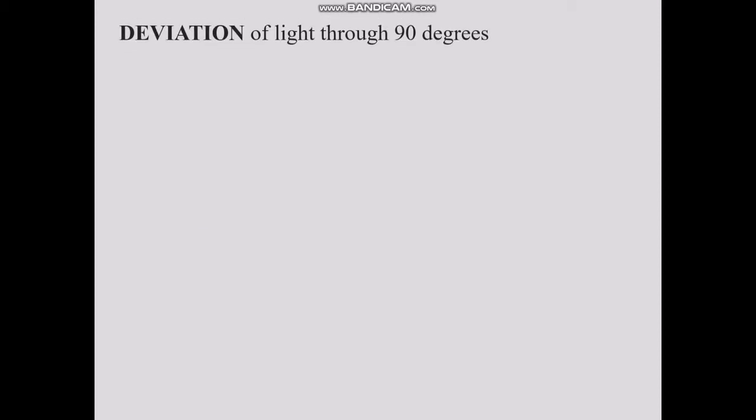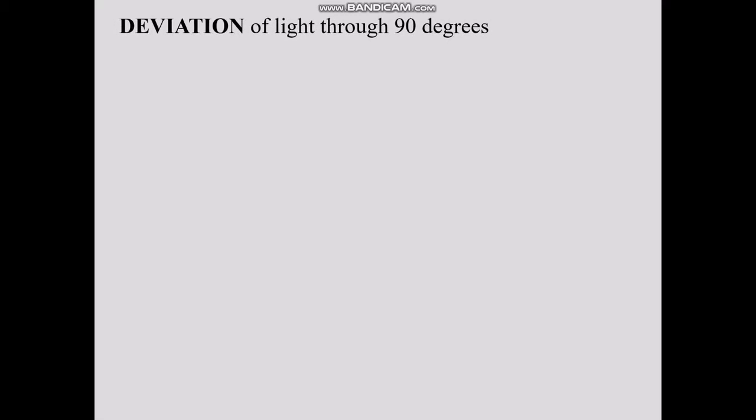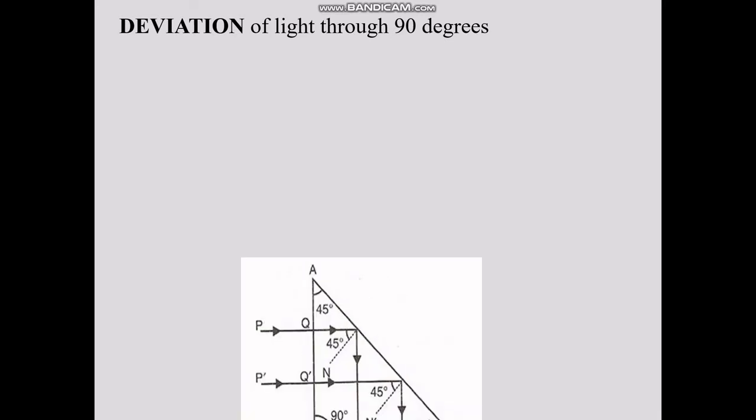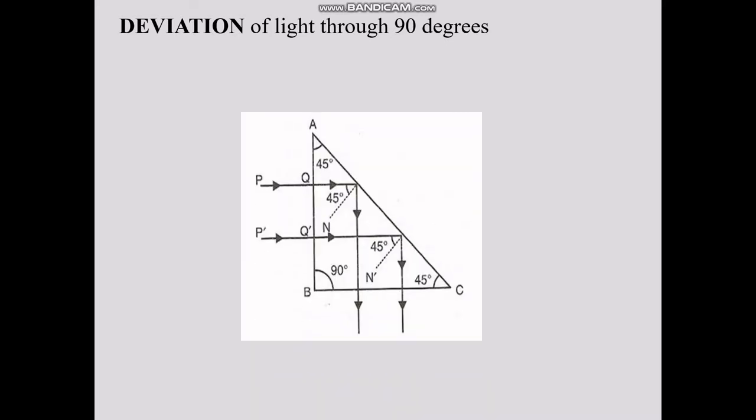Now let's see how light gets deviated through 90 degrees in a prism. Now over here you can see a prism. This has an angle of 90 degrees and the other two angles are 45 degrees. This is 45 degrees and this is 45 degrees. Let's say there is an object over here, PP dash. Now light from this object is falling normally on the prism. Whenever light falls normally on a surface, it always passes undeviated. So it will travel straight and reach the other surface. At this surface, the angle of incidence is 45 degrees.